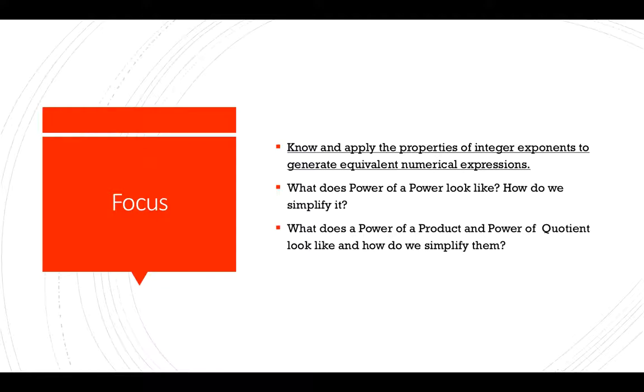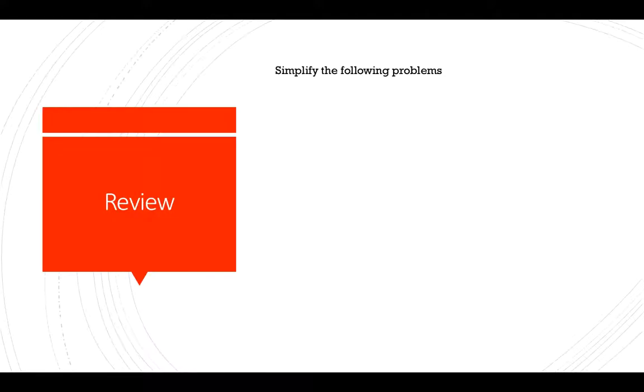To start with, let's review from the previous one on how to simplify product of powers and quotient of powers. 2g to the second times 8g to the 6th, h to the 7th over h to the 4th, negative p times negative 9p to the 2nd, and 36w to the 10th over 6w to the 5th. Simplify these four problems. Pause the video if you need to. Once you're done solving them, then continue with the video.